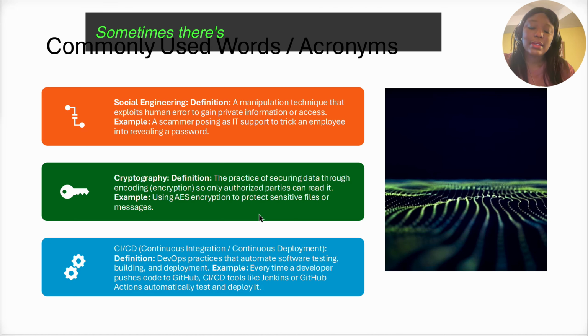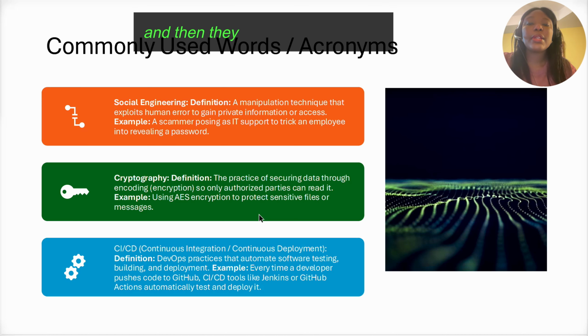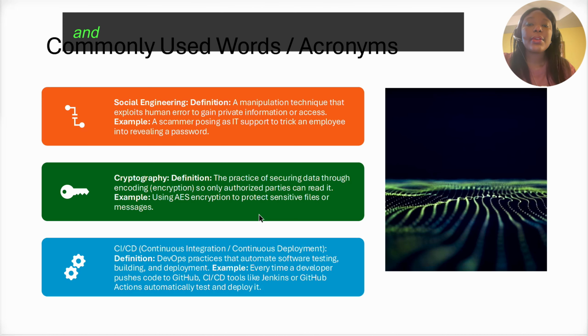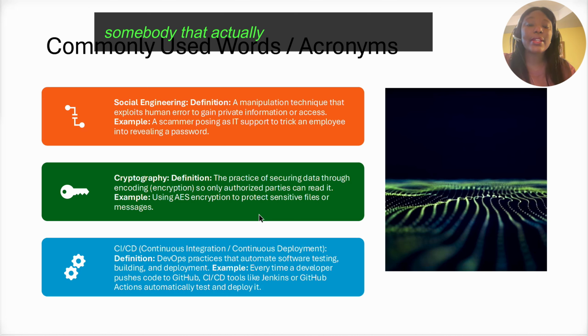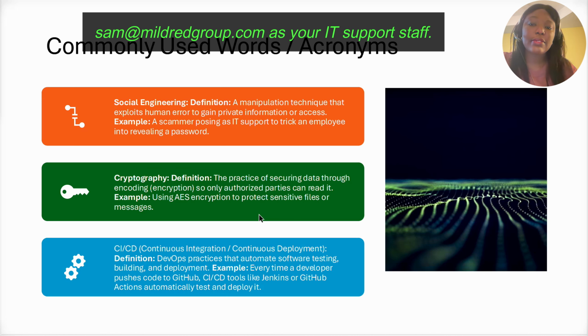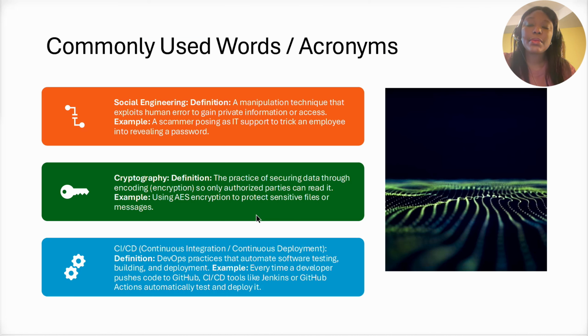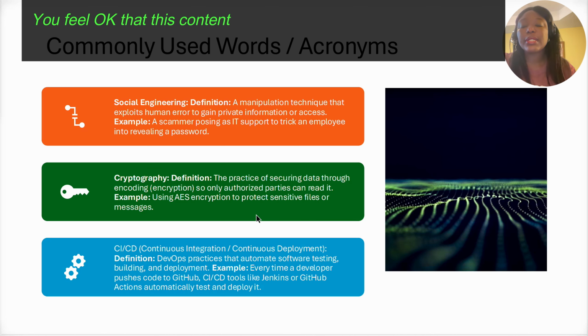Sometimes there's this trick they use, like domain fuzzing, where they change the words around. So for instance, your domain is mildredgroup.com, and then they use mildredgroup.co.co and create a mailbox with the name of somebody that actually works in the company. So you have an IT staff called Sam, and you have sam.mildredgroup.com as your IT support staff. When you look at the email signature, it is coming from sam.mildredgroup.com. You feel okay that this content is secured, it's coming from internal.